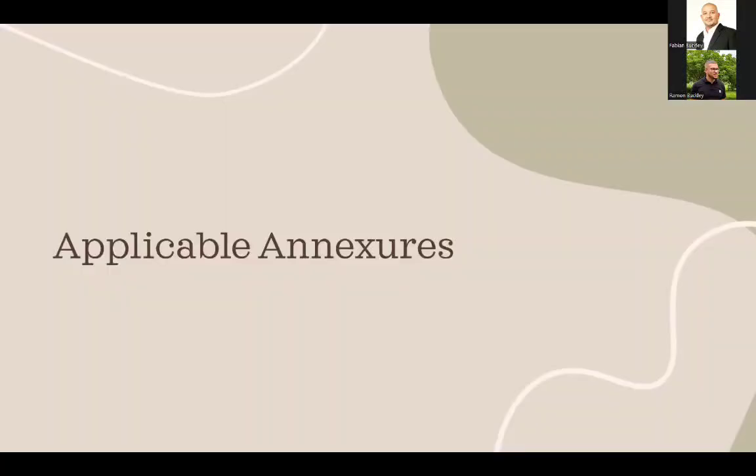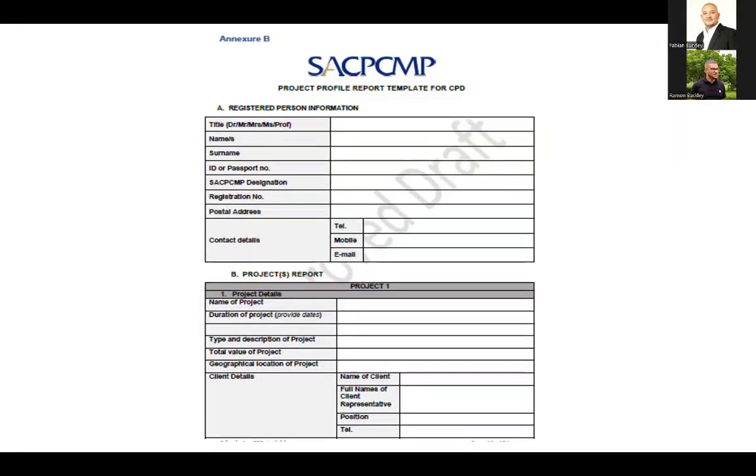Now, the next topic on the agenda is going to be applicable annexures. This is the Annexure B. This is the project profile report. This is the form or template that you need to use for the evidence that you're going to complete and upload. They will not accept any other type of evidence in terms of a project profile. You need to utilize the annexures that they have supplied to you as a registered person, right? So in this document, you're going to fill in your title, your name, surname, ID, SACPCMP designation, the registration number, your postal address, and your contact details.